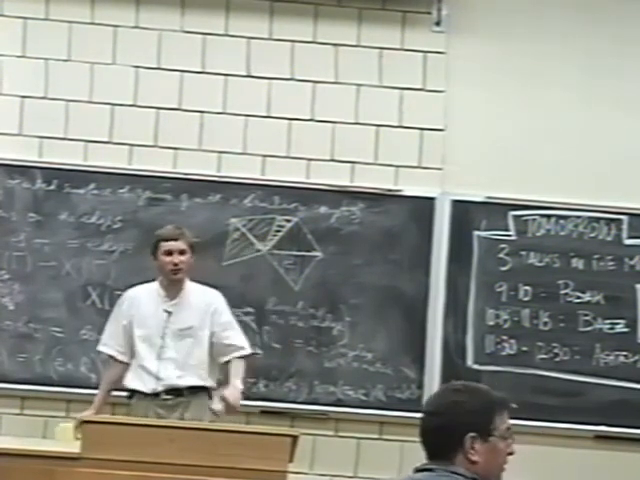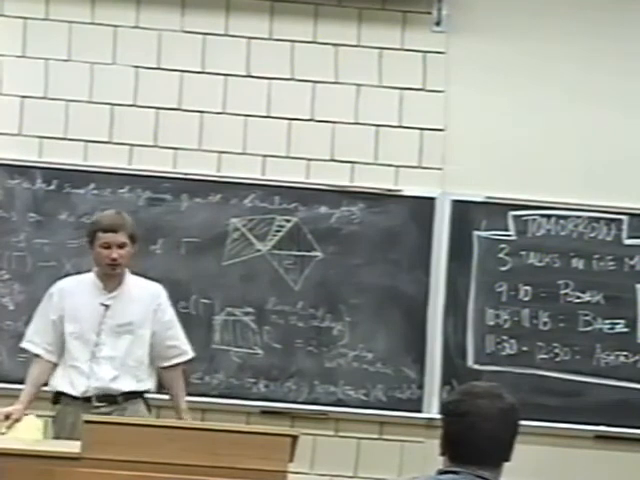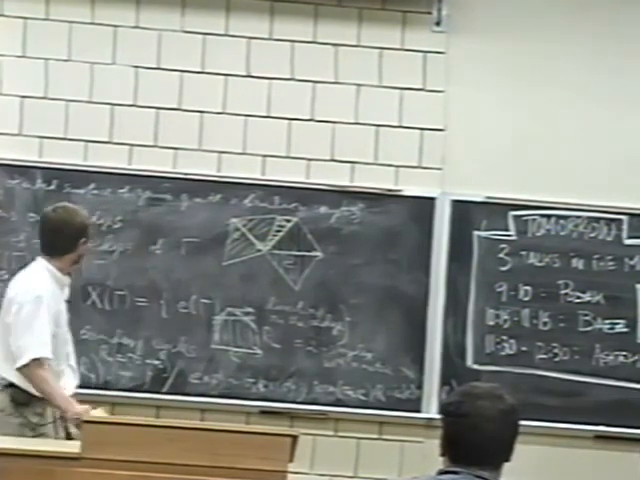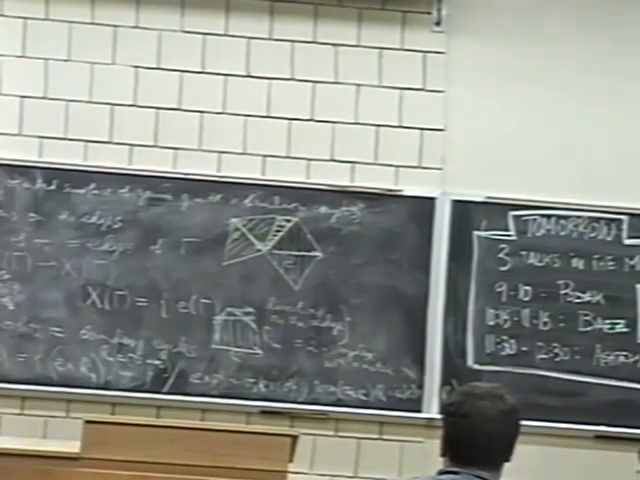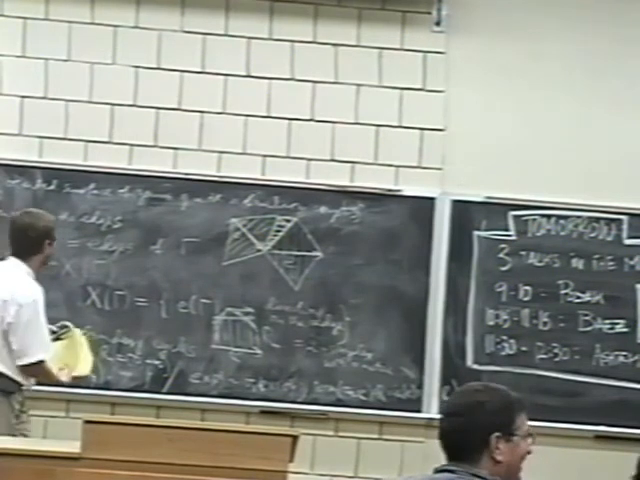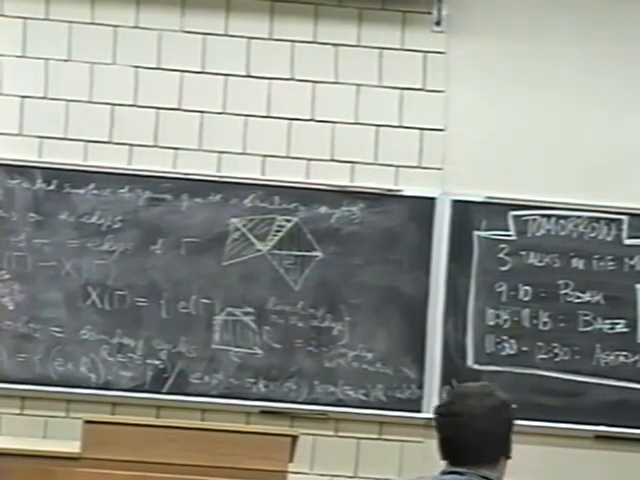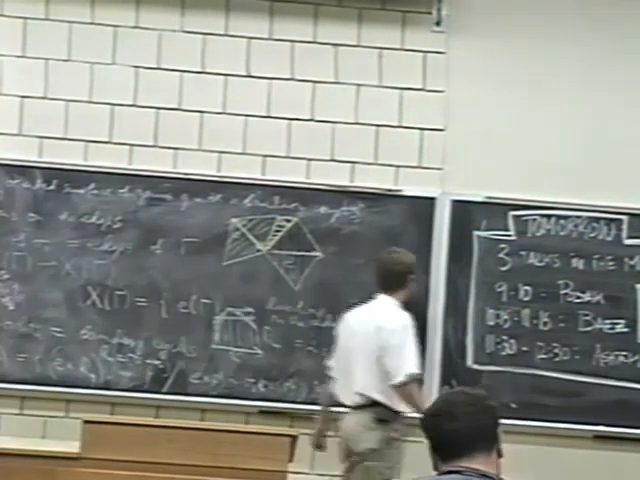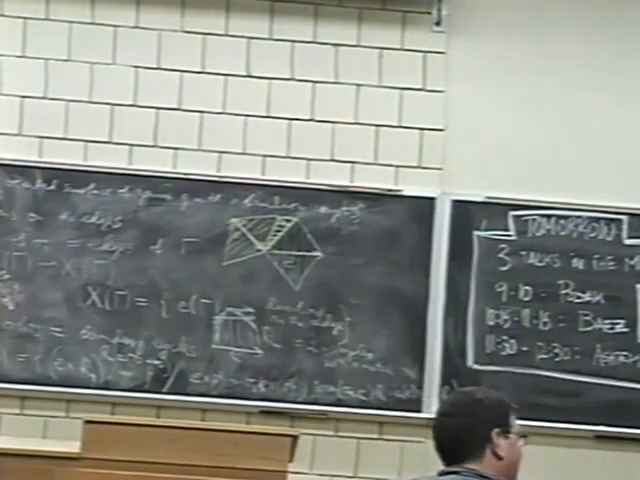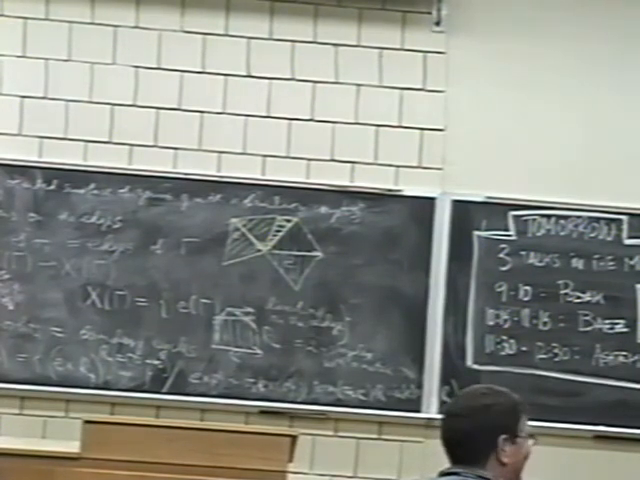So I don't know what to do. It still defines the Riemann surface structure, of course. What's wrong with that? Okay. Well, it's still a metric. It's still a metric on the surface, right? And so after this.